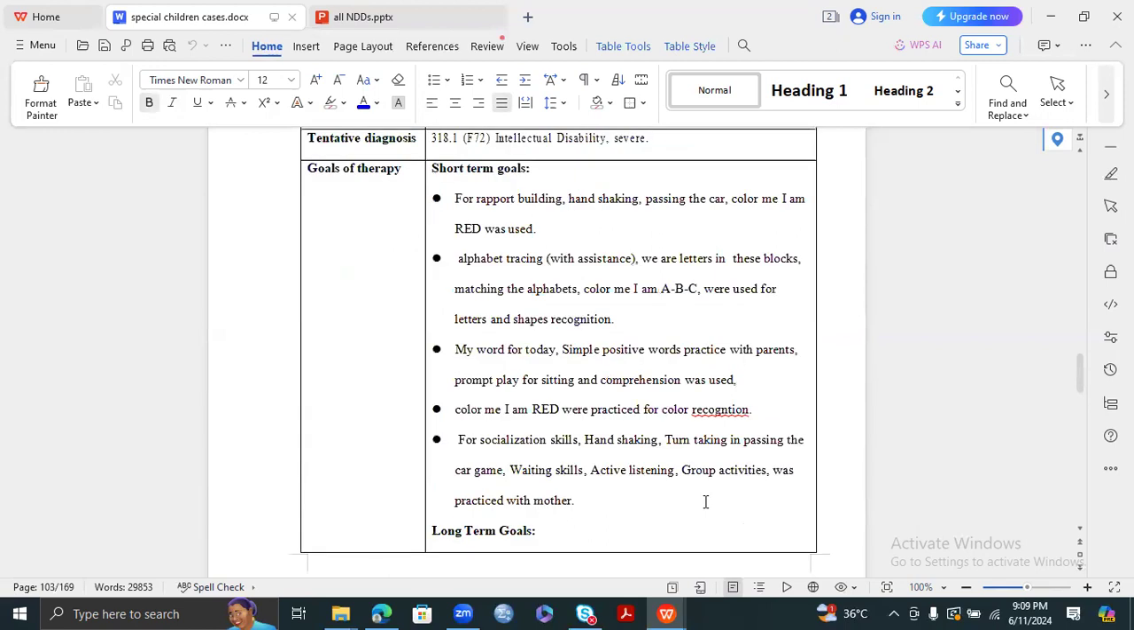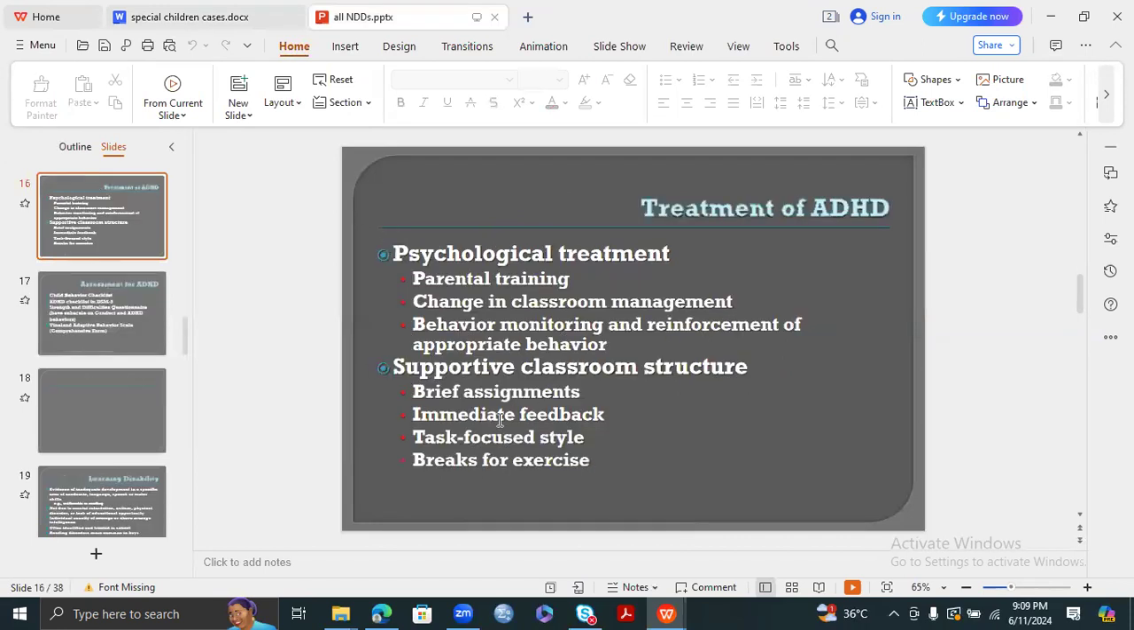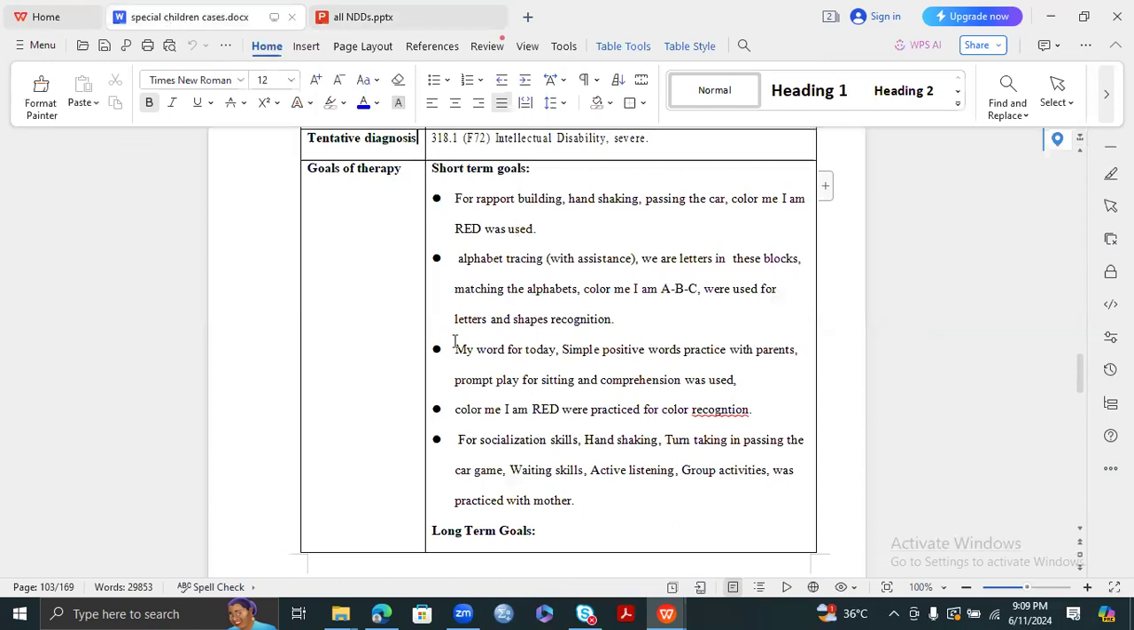All right. Small goals were established, like handshaking, passing the card, color me, I'm red. These were the particular activities used to involve him in a sitting pattern. All right. We have discussed this kind of supportive classroom structure in the psychological treatment of ADHD. All right, that was basically the task-focused style or the brief assessments. So these are the few brief assessments or assignments we used just to make him sit properly, and to make him go attentively towards the task over a period of time.